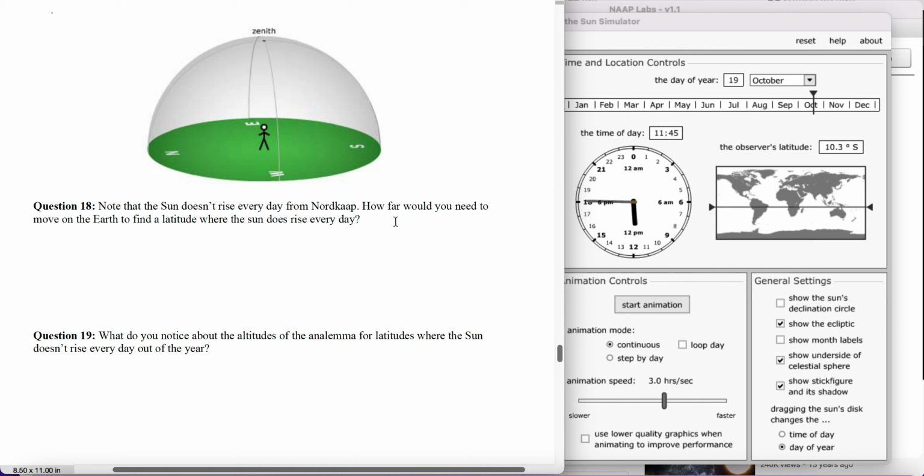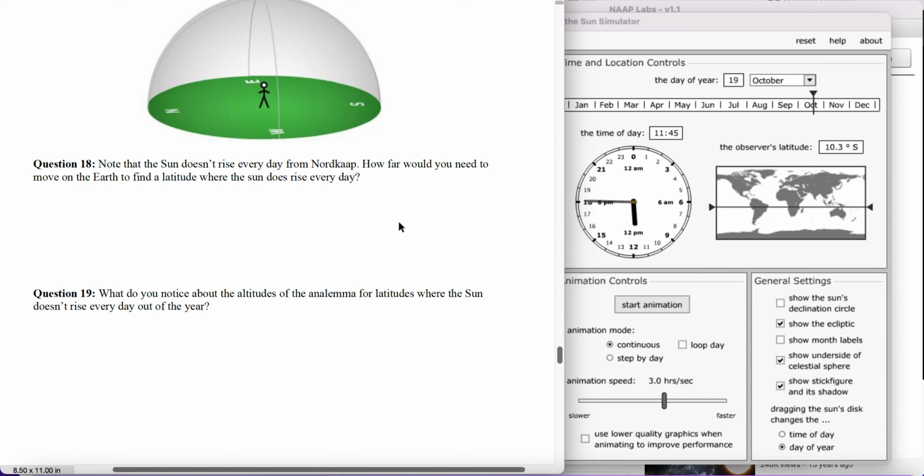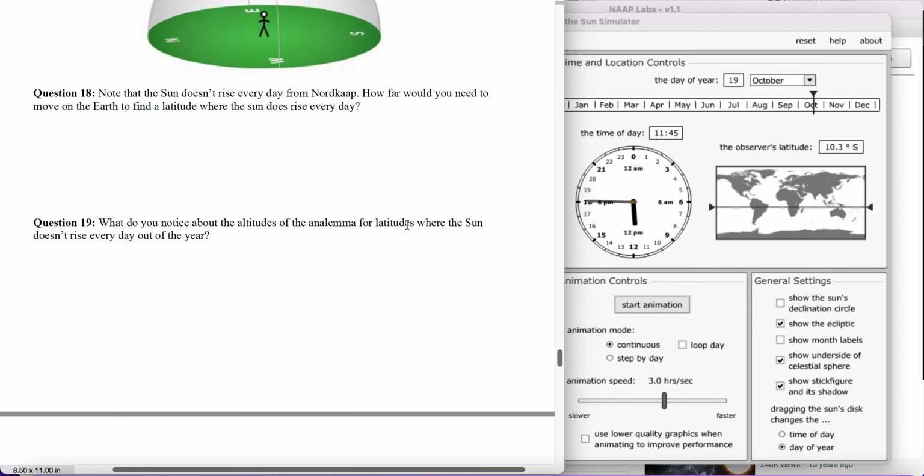How far would you need to move on the Earth to find the latitude where the sun does rise? Kind of similar to before, where we asked, how far would you have to go in terms of latitudinal distance, in terms of angles, from Normandy, France, to a point where the sun reaches the zenith? Well, same sort of thing here. How far would you have to go to make sure that every day of the year has some sun? Because of course, in the far north and far south, you have these days with no sun, which means you also have days with no darkness.